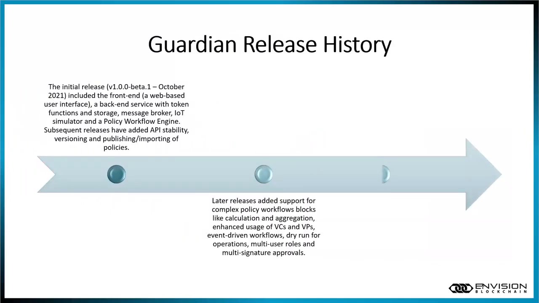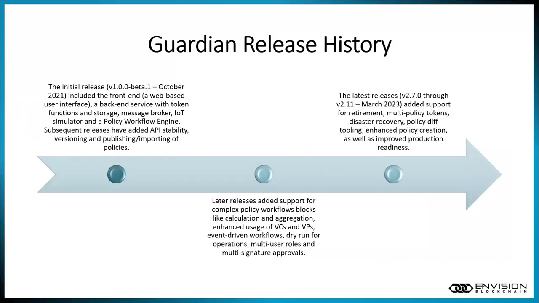Just really quickly, I'm not going to spend a lot of time on this, just to let you know about the Guardian release history, where we came from and where we are today. The initial release happened in October of 2021, so we've been working on this together with the community for a little over 2.5 years now. It's been a really great experience where we wanted to start as just an MVP and build a front end so that it could be used through a user interface. But we also wanted to make sure that companies can build their MRV applications on top of this.